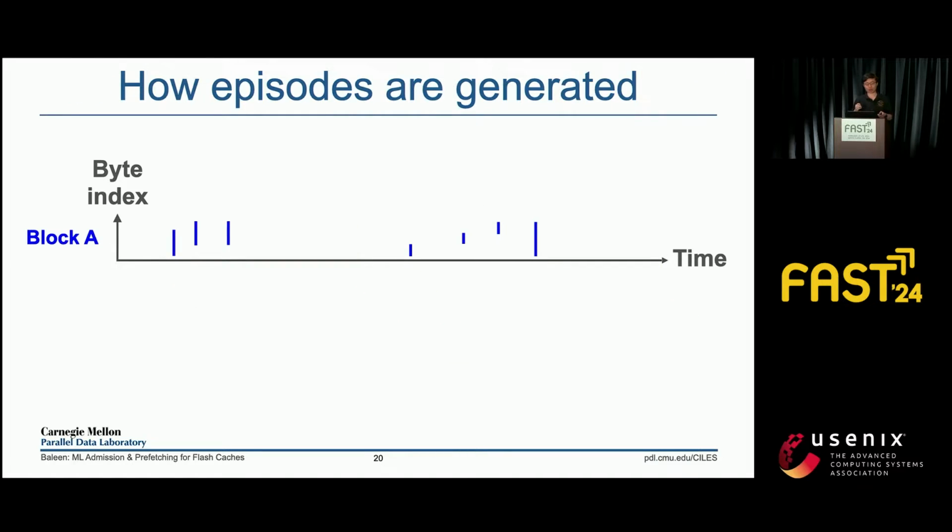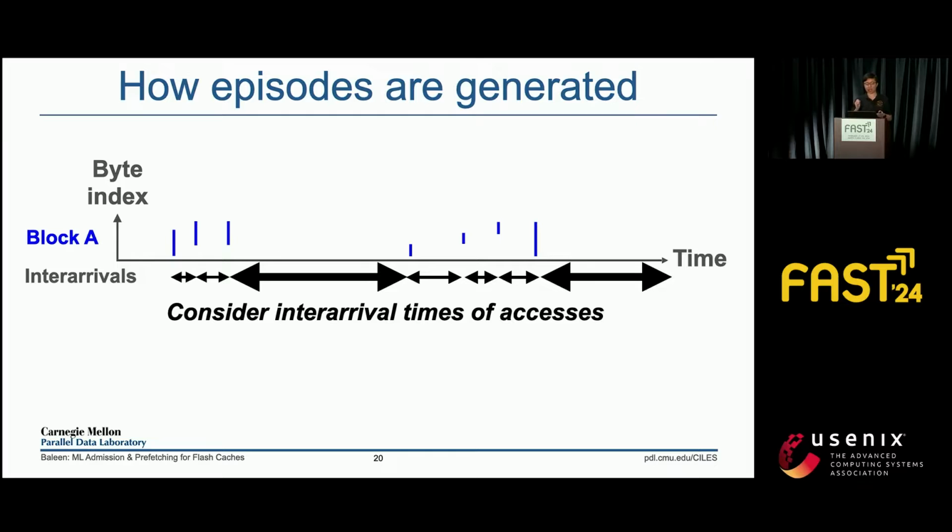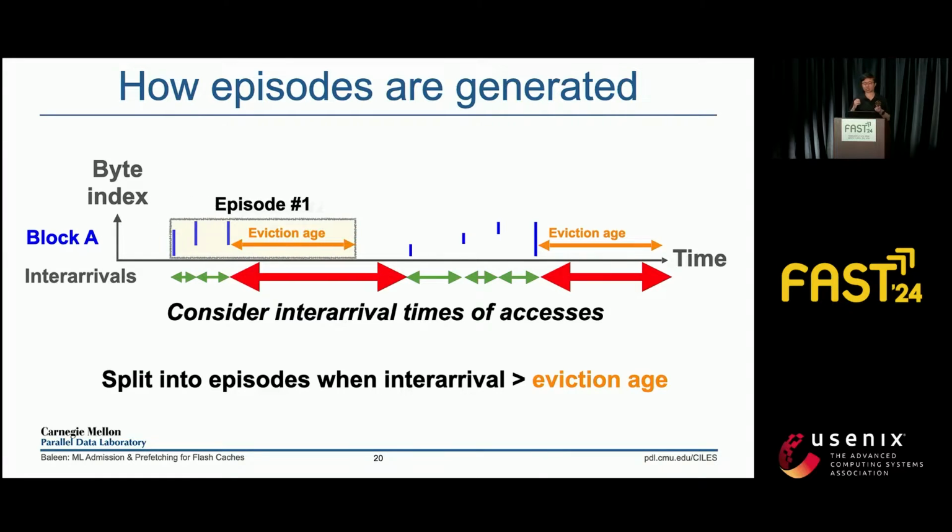And if we think about the interarrival times of these blocks, meaning the time between one access and the next, I'm going to color these arrows based on whether they're larger than the eviction age of the cache, which is a property of the cache that we can measure from simulations. They're all green except for those two red arrows, because they're larger than the assumed eviction age. And so we can split these accesses into episodes whenever the interarrival time is larger than the assumed eviction age.